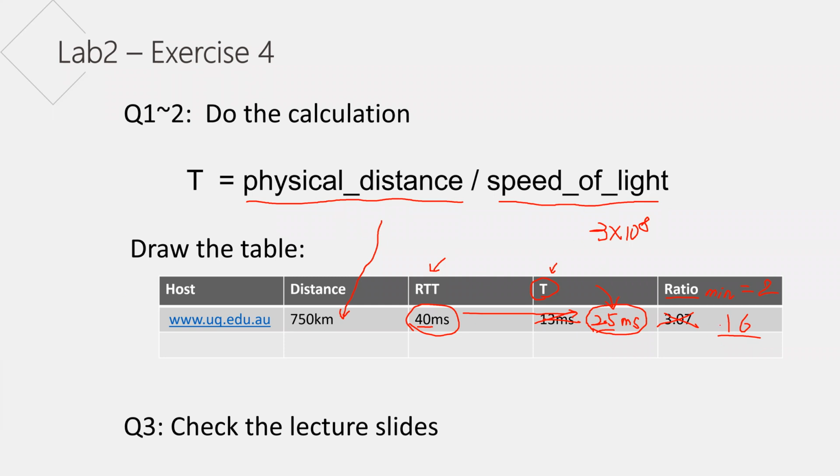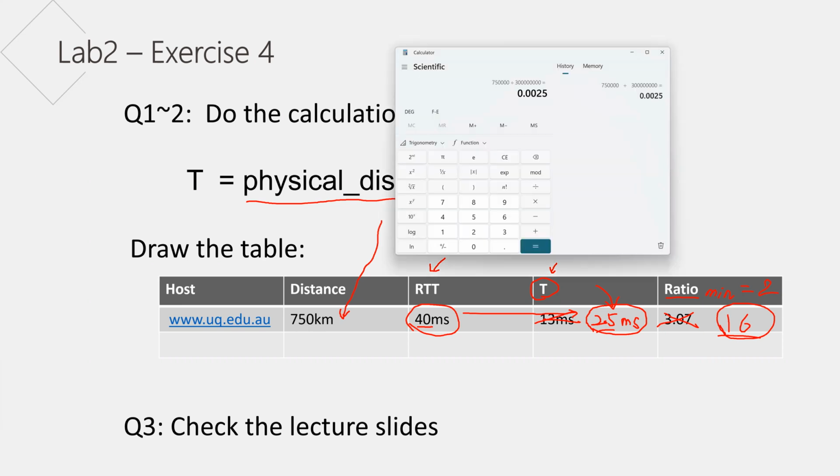But in fact, the ratio right now is 16. So what's the reason it's 16 instead of 2 or 2 point something? It's way larger than 2. Any possible idea?